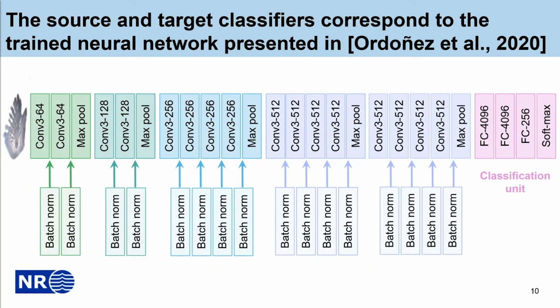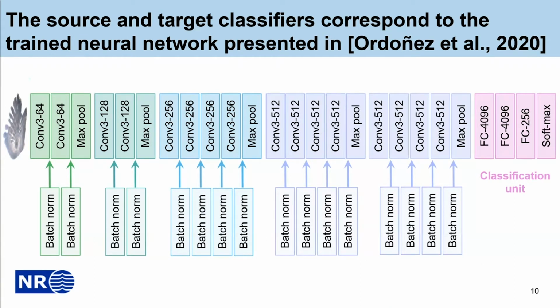So let's start with the source and target classifiers. They actually correspond to the neural network model which was trained for automatic fish age prediction, presented in the paper that I mentioned in the introduction.